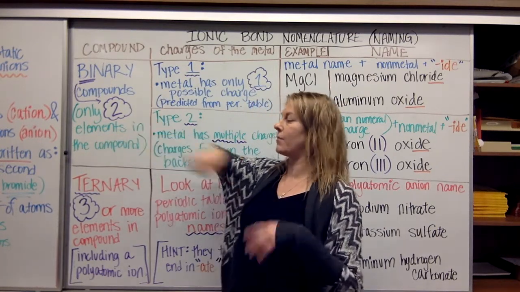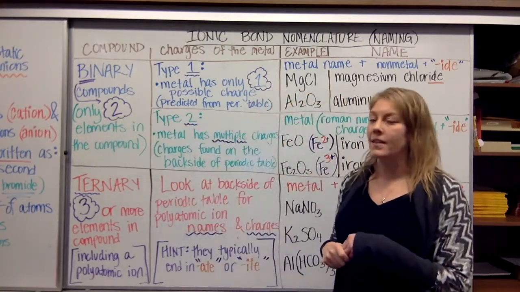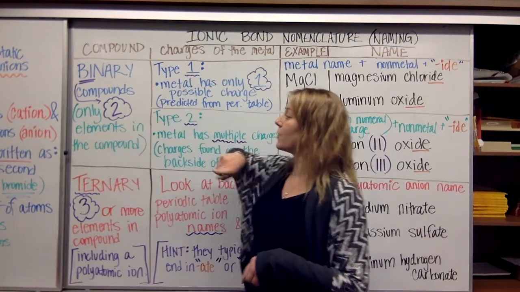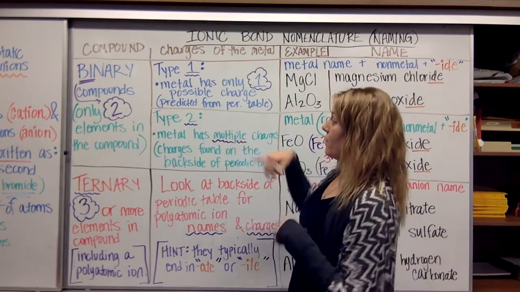The examples from the last time have that. All right, but we have only 2 elements in the compound, right? Bi means 2, only 2 elements in the compound. All right, so MgO was one of our examples.